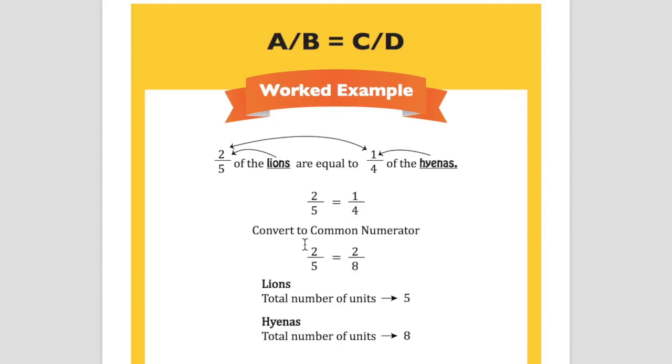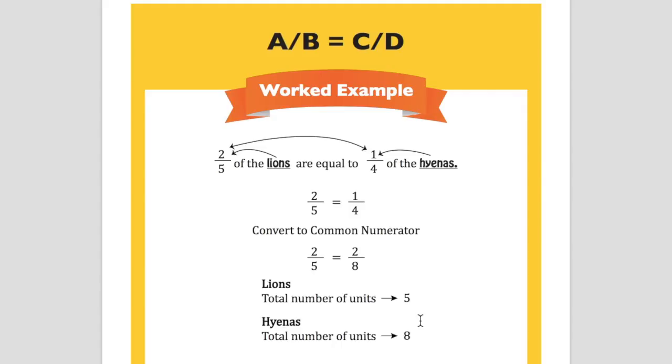It means that 2 units of lions is equal to 2 units of hyenas. Now we're comparing both equally. And the total number of units for lions is 5, and the total number of units of hyenas is actually 8.